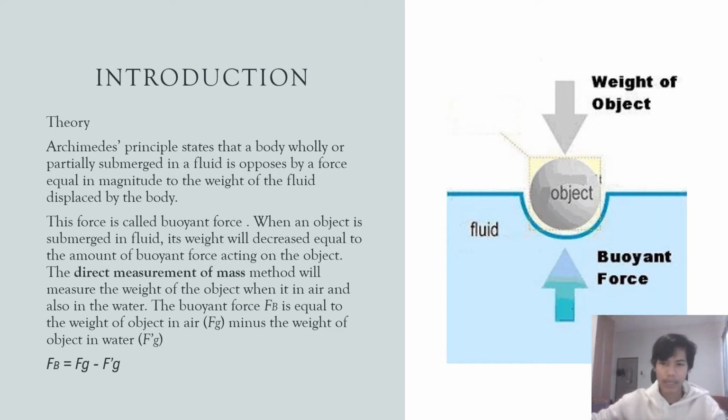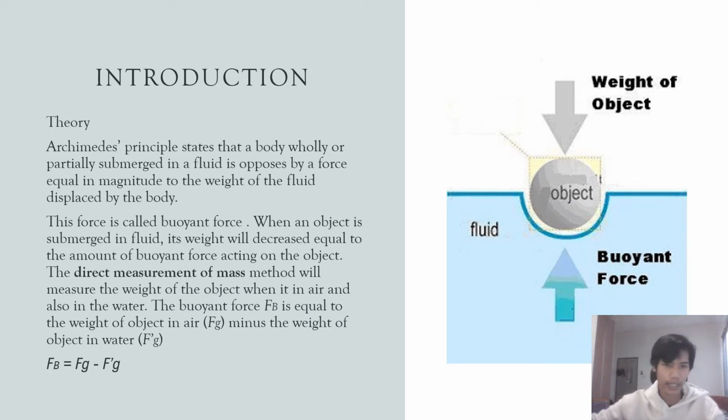If we look at the diagram, the weight of the object is opposed by the buoyant force, but this only happens in liquid or fluid. In other media such as air, it does not happen because there is only gravitational weight. This force is called buoyant force. When an object is submerged in a fluid, its weight will decrease by an amount equal to the buoyant force exerted on the object.